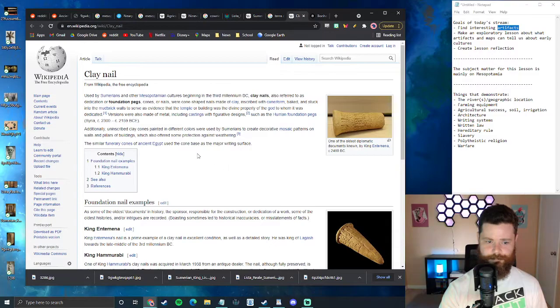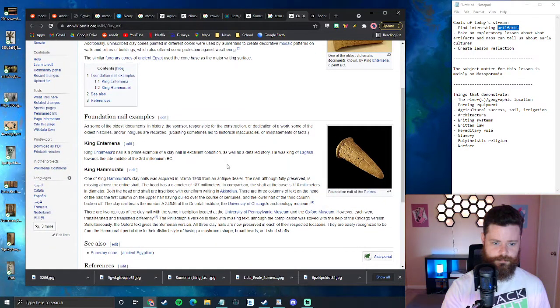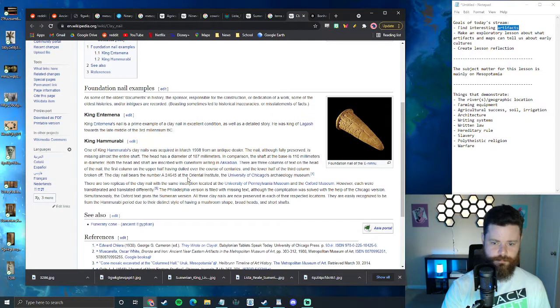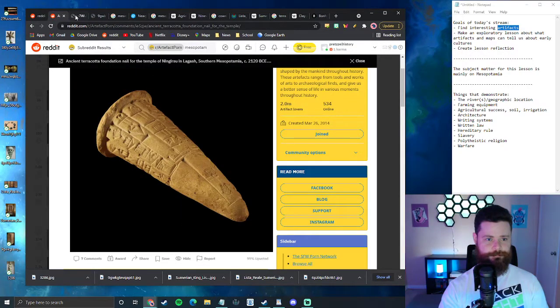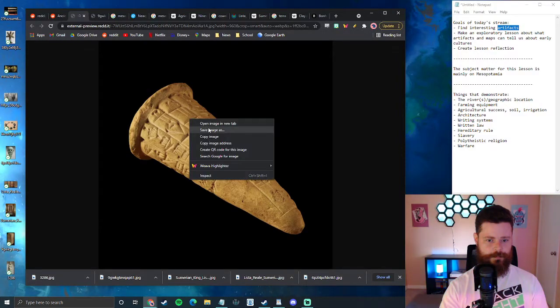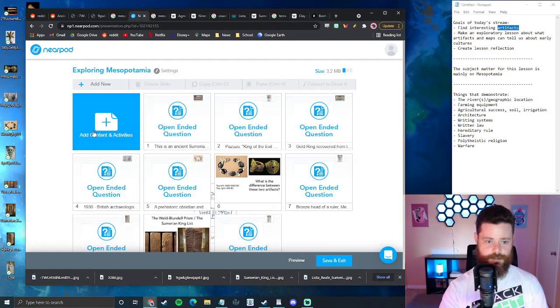Huh. Uninscribed clay cones painted in different colors were used by Sumerians to create decorative mosaic patterns on walls and pillars of buildings, which also offered some protection against weathering. Okay, that's kind of interesting. So I guess we could put this. I'm going to have to delete some of those images.